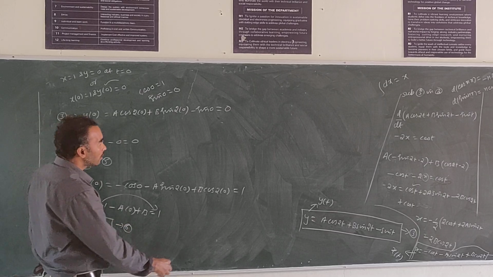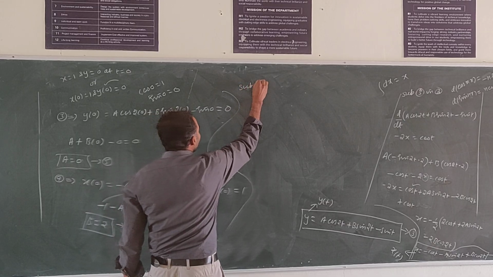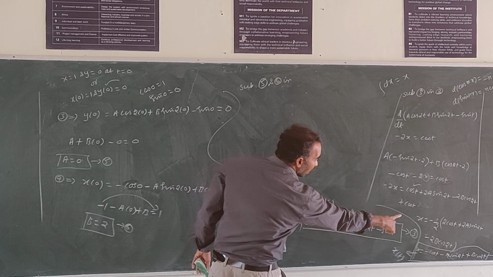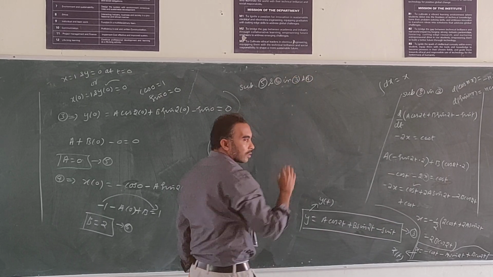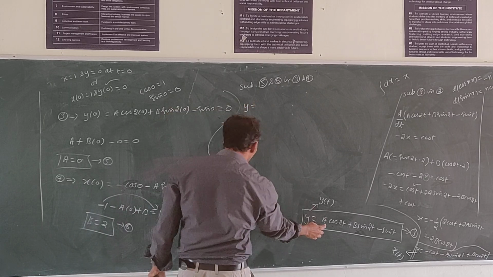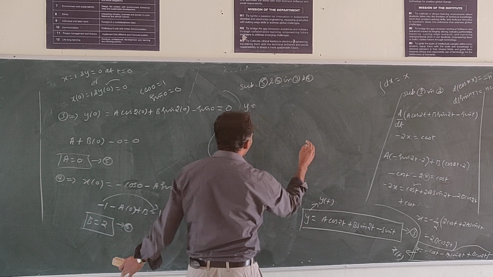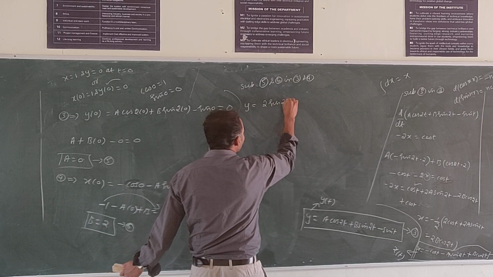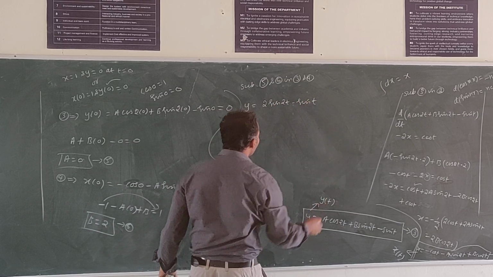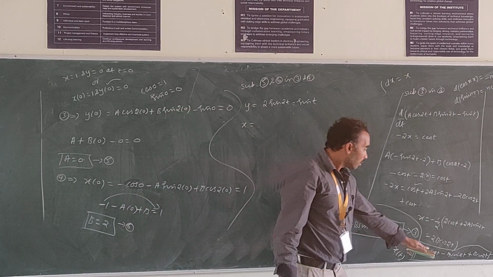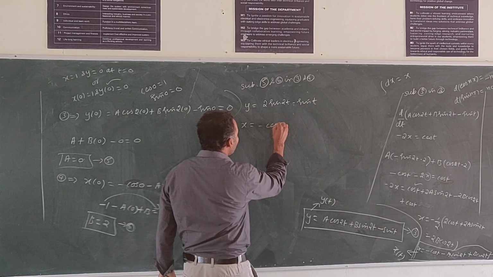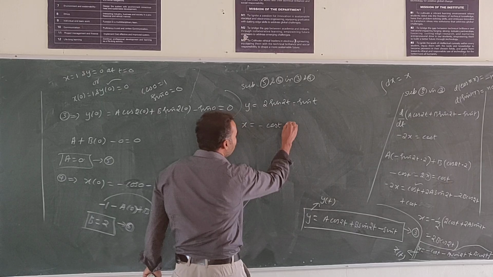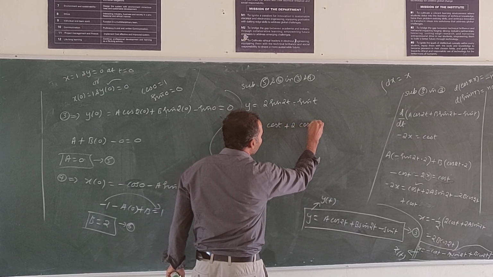Okay, substitute 5 and 6 in 3 and 4. So we get y equals, what is the value of a? 0, so this term becomes 0. What is the value of b? 2. So 2 sin 2t minus sin t. Next, x equals minus cos t minus cos t. What is the value of a? 0, so this term becomes 0. B value is 2, so plus 2 cos 2t.